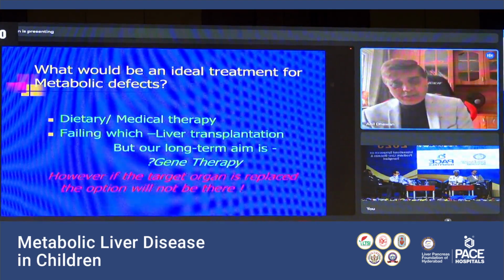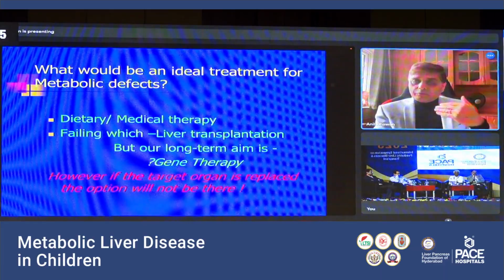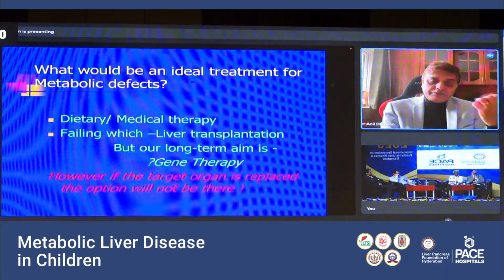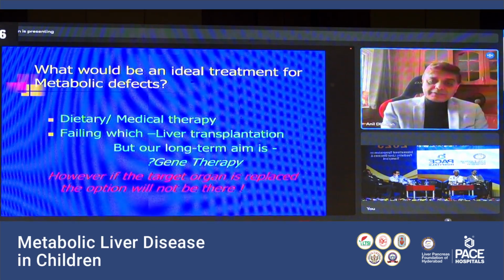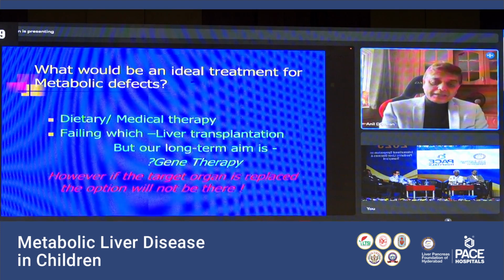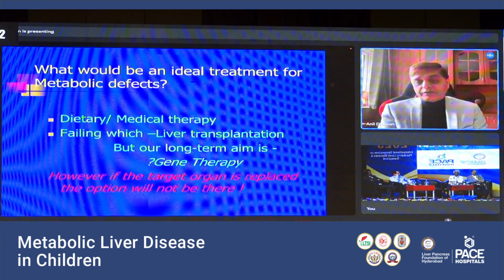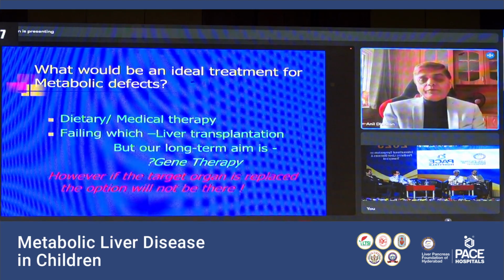So the question will come: what will be the ideal treatment for metabolic defects? What will be the best? If the ideal treatment is in a condition where you can manage by dietary management, why don't you do that? If that fails, then liver transplantation is the next best. But our aim should be to look at something which is correcting the underlying defect, and that will be gene therapy. Now, the problem with the future and current situation is gene therapy is not easily, readily, or widely available for most of the conditions.